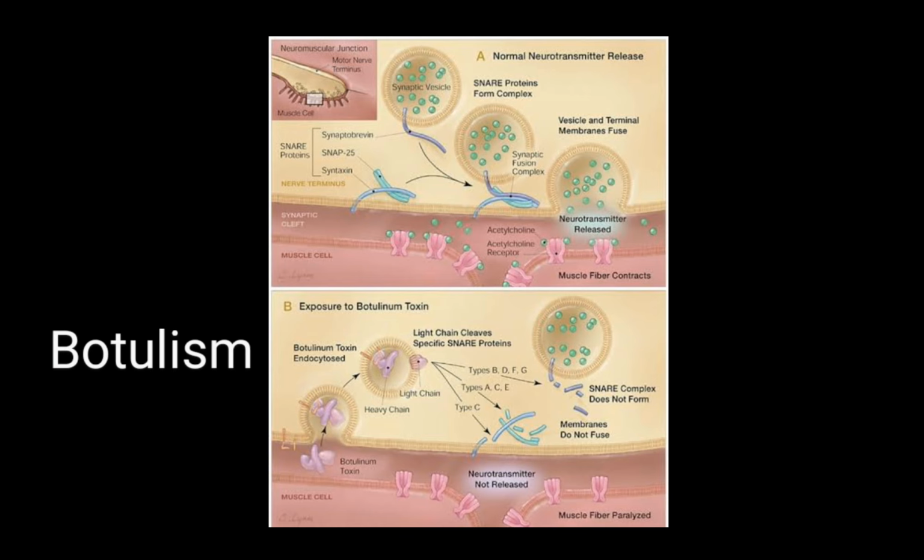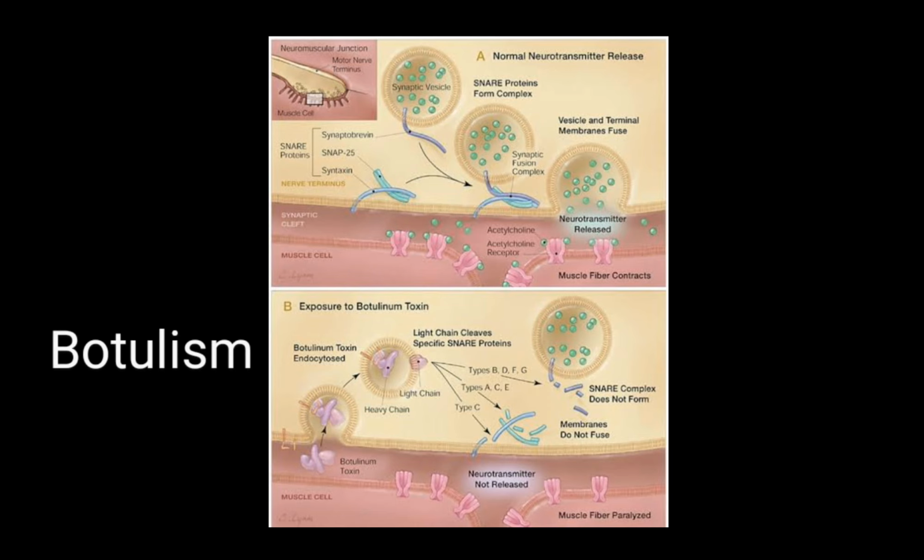botulism. So here we are starting with the Clostridia, that is gram positive anaerobic bacilli. In the Clostridium we have Clostridium tetani, Clostridium botulinum, and Clostridium perfringens. So basically in Clostridium botulinum and tetani, what is the mechanism involved? SNARE proteins are involved, and they inhibit the neurotransmitter release.